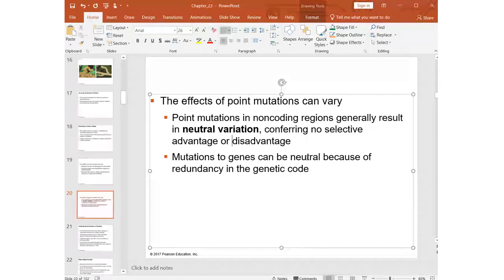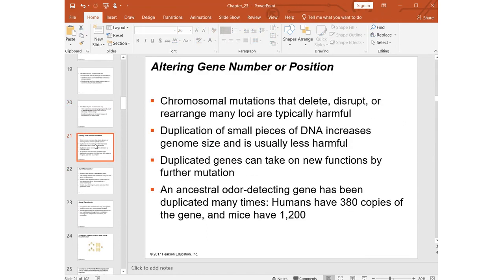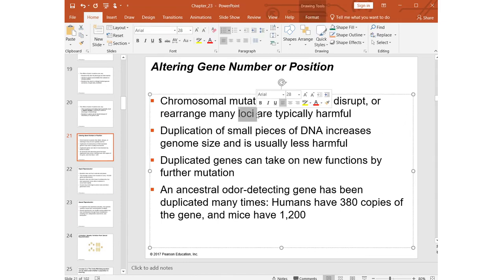Mutations to genes can be neutral because of the redundancy of the genetic code. In other words, there's more than one codon that codes for any given amino acid. That's what they're referring to here as redundancy in the genetic code. So chromosomal mutations are mutations of a whole chromosome. Chromosome mutations that delete, disrupt, or rearrange a number of loci, especially if they're genes, are typically harmful, almost always harmful.